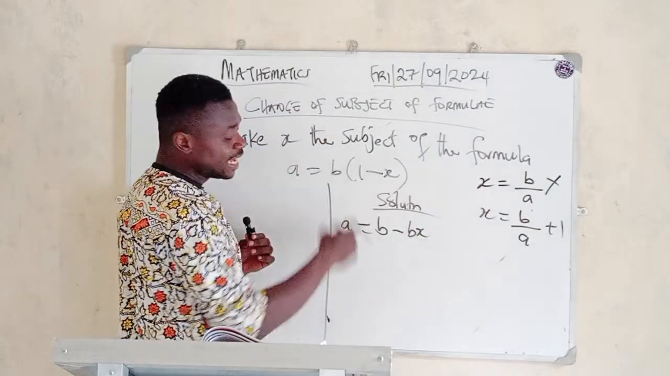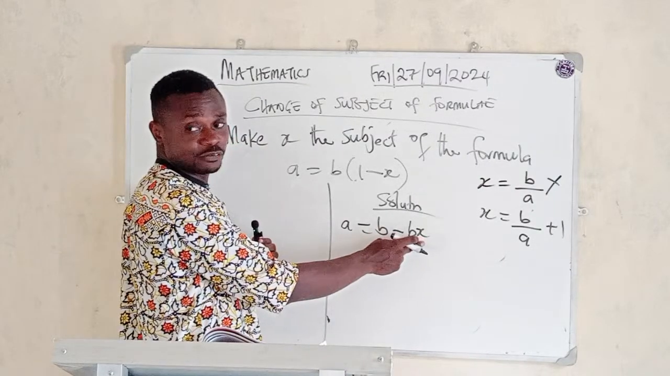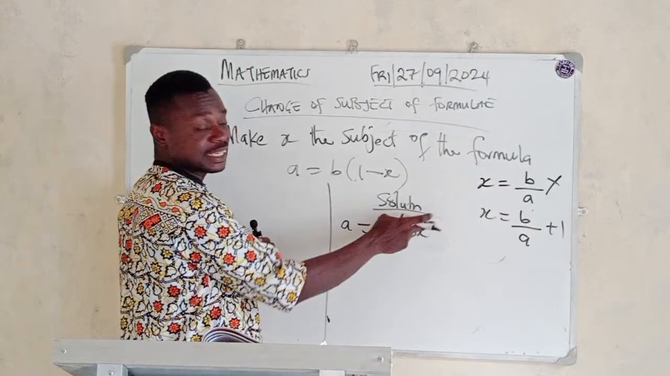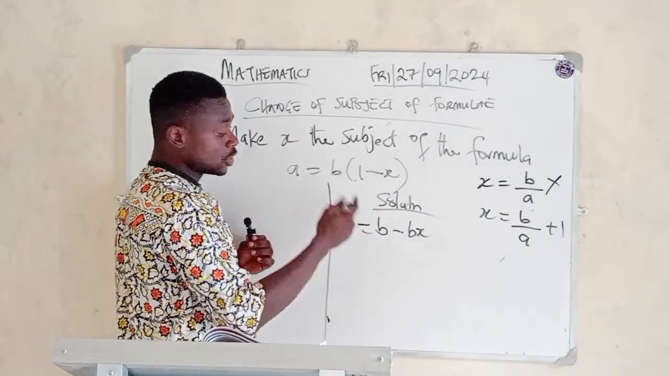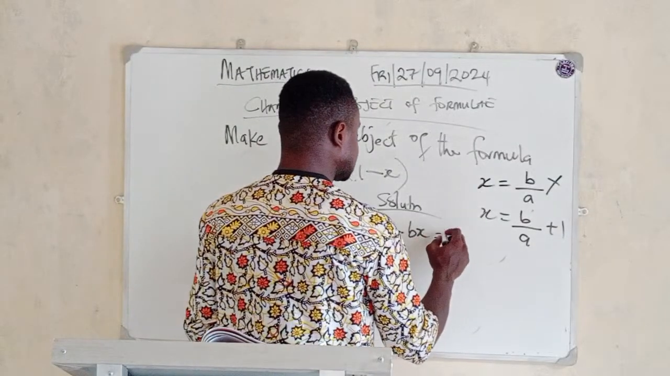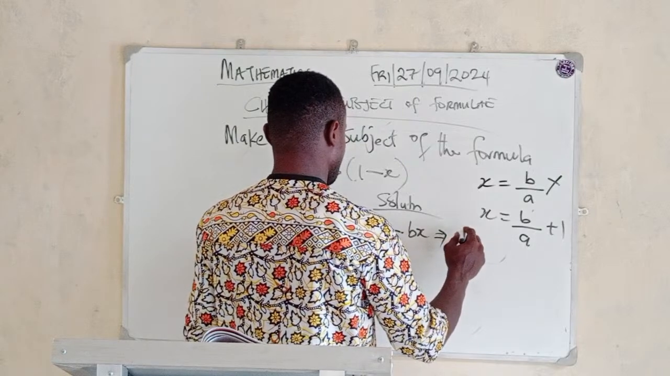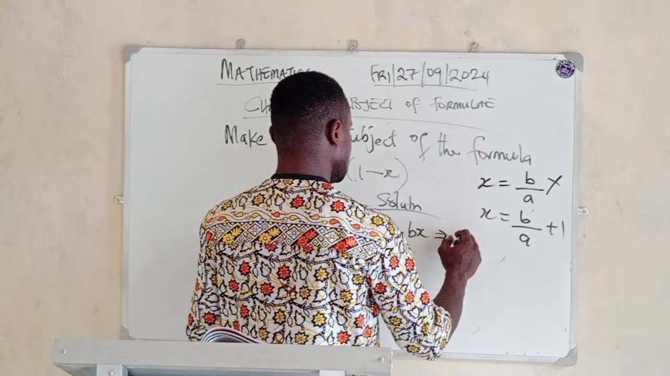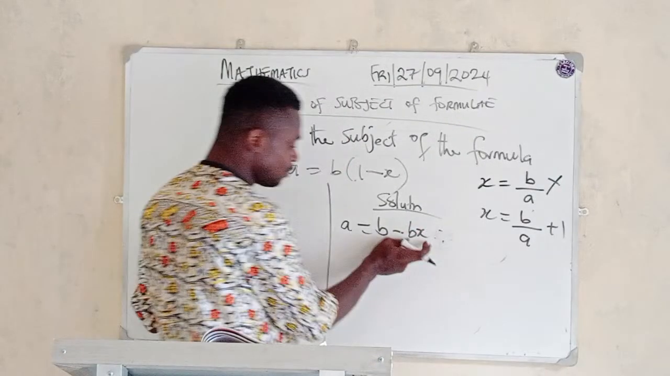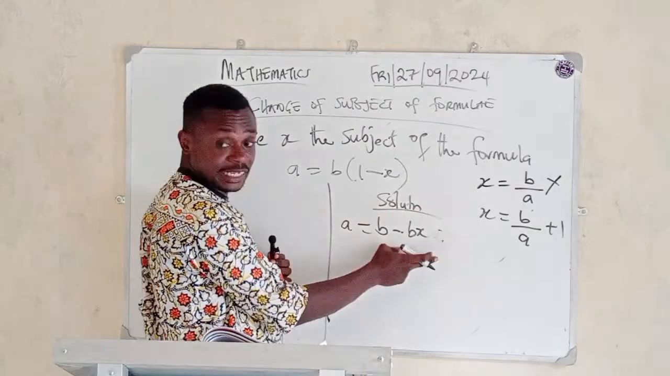So let us rearrange. Remember, our target is to make X the subject of the formula. So we will rearrange it in such a way that everything that bears X should come this side. If we rearrange this now, we have something like this. If you add minus bx here, let's add.